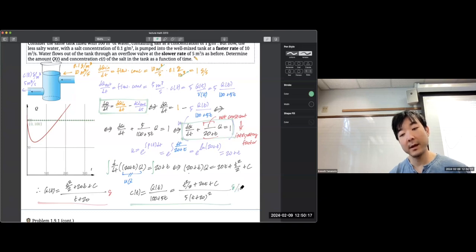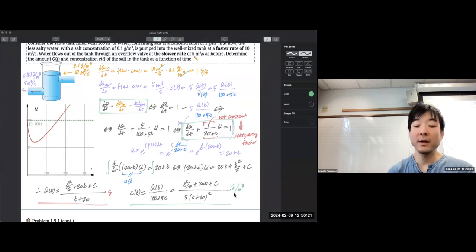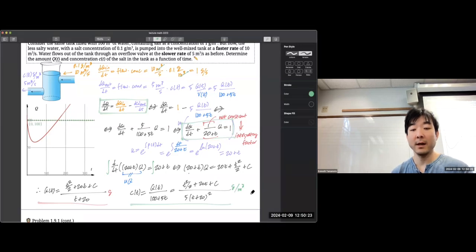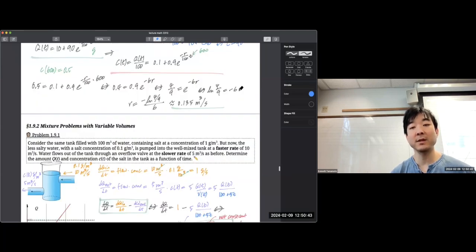So this is the evolution of the concentration and the amount of salt. The C you would have to find by plugging in the initial condition. So I'll probably show the work for that, but the initial condition for the Q is going to be how much salt you have in the tank at the beginning, which is 100. That's still the same from before.